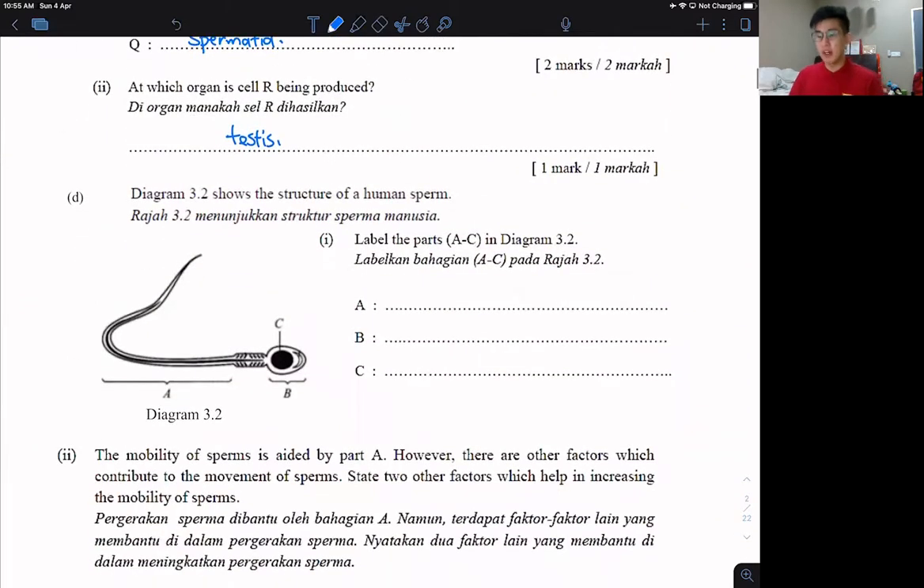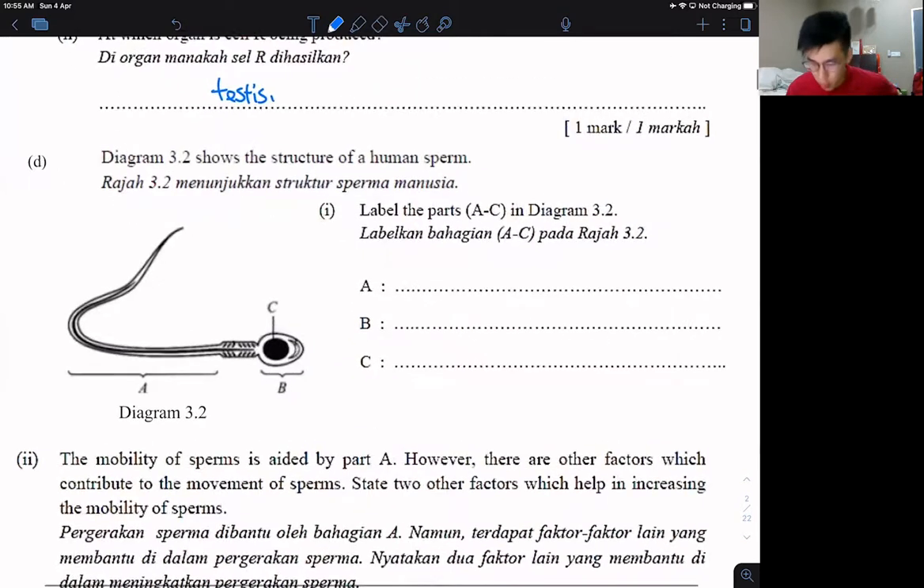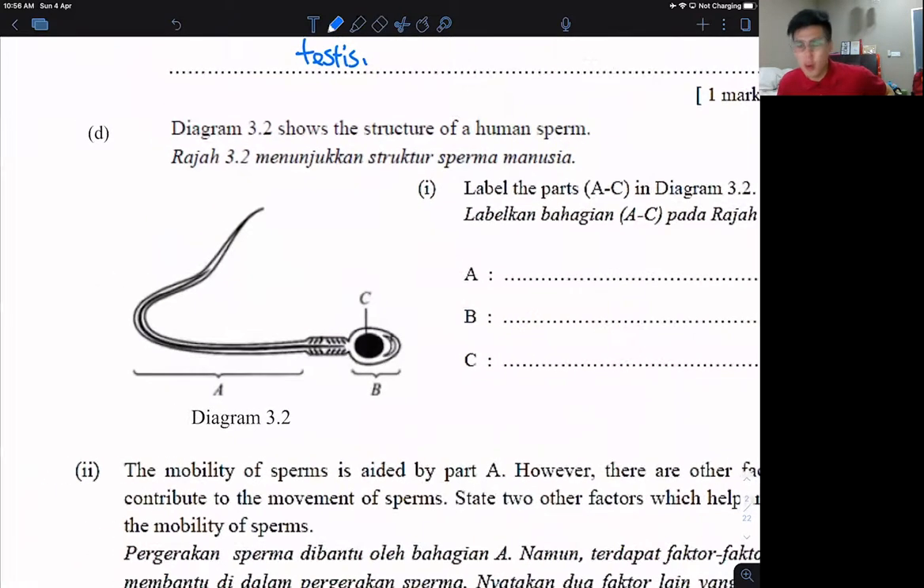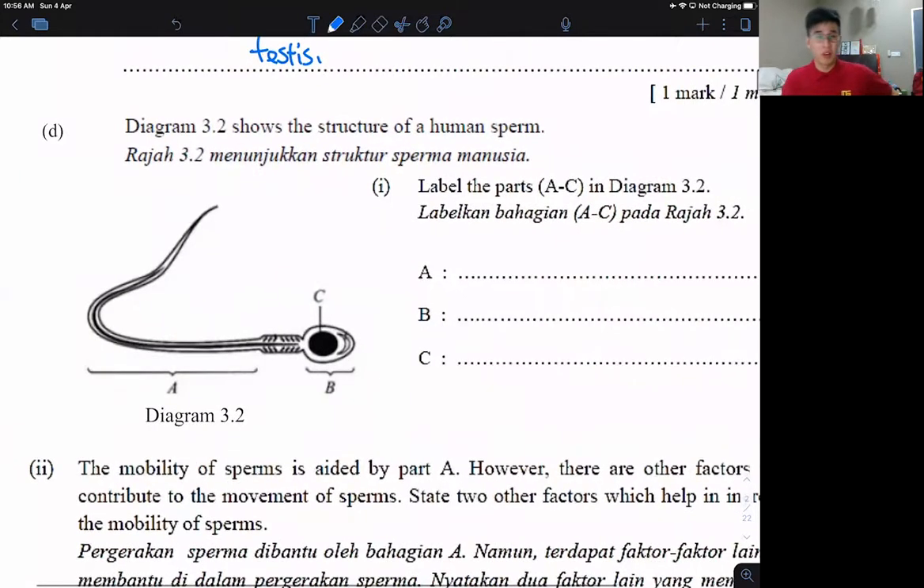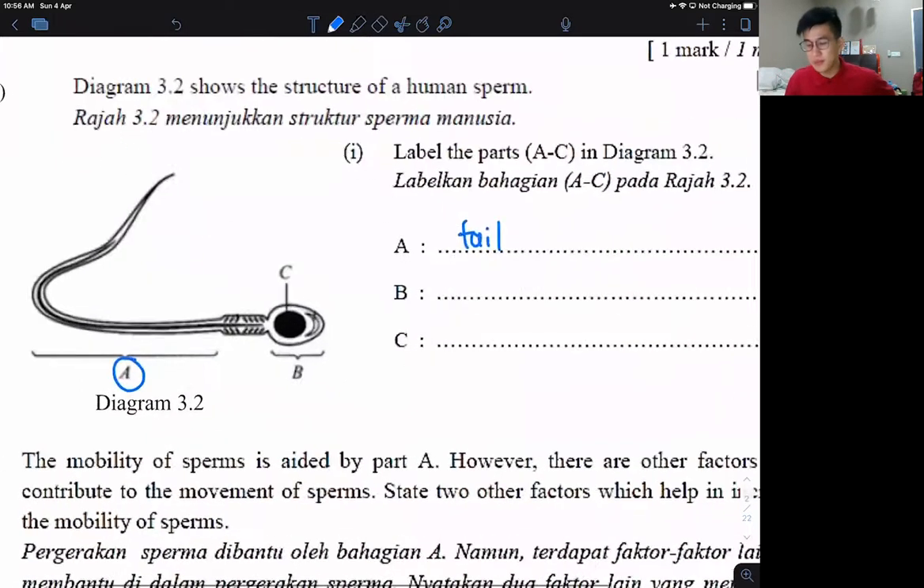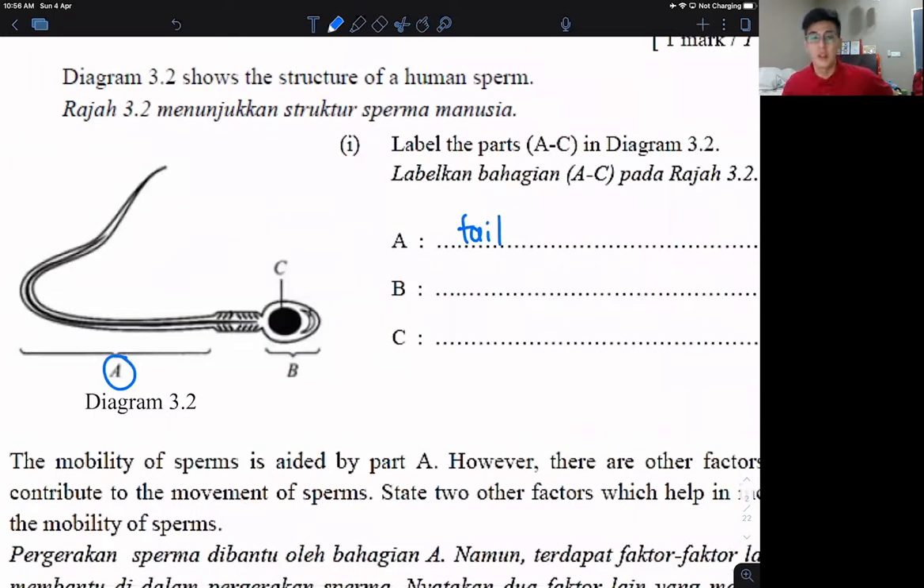Now, this one just now in front I did mention: label parts A to C, basically parts of a sperm cell. So, know how to label or not? What is A, B, and C? A is quite obvious, right? What's this part of the sperm called? A is very straightforward, that's obviously the tail. Nothing else. B, what do you call B? B is the head. Very simple. C? They're pointing at the thing inside the head. So what's inside the head?